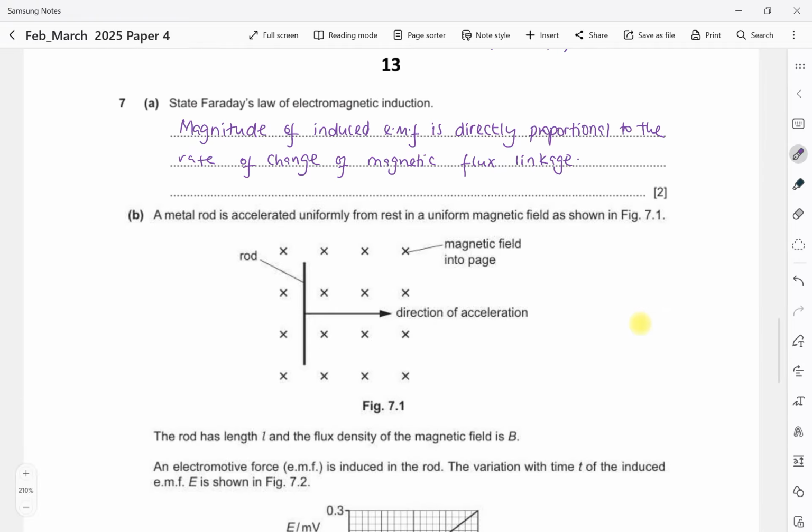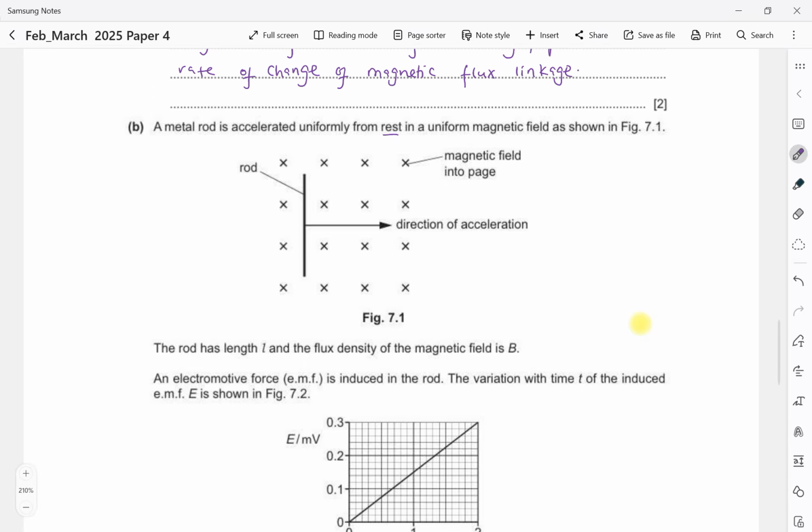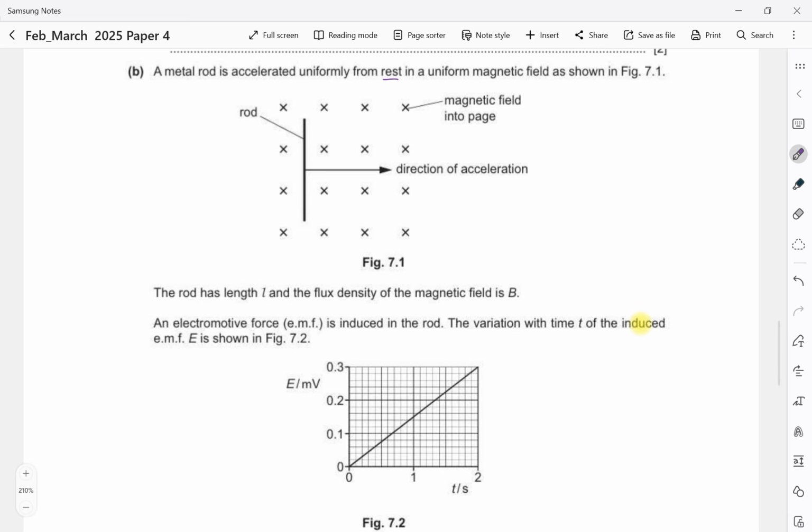A metal rod is accelerated uniformly from rest in a uniform magnetic field as shown in the figure. So the field is uniform. The rod has length L and the flux density of the magnetic field is B.